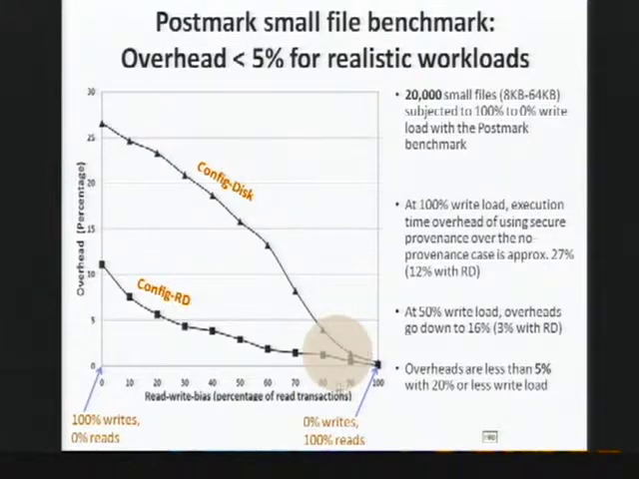This is actually here, 80 to 100% reads, because that's where the typical file system workloads are. We'll actually show that for most typical file system workloads, there's around 80% reads and only 20% writes. Here you can see that for this real area where the file system works, we have overheads of less than 5% for both modes.